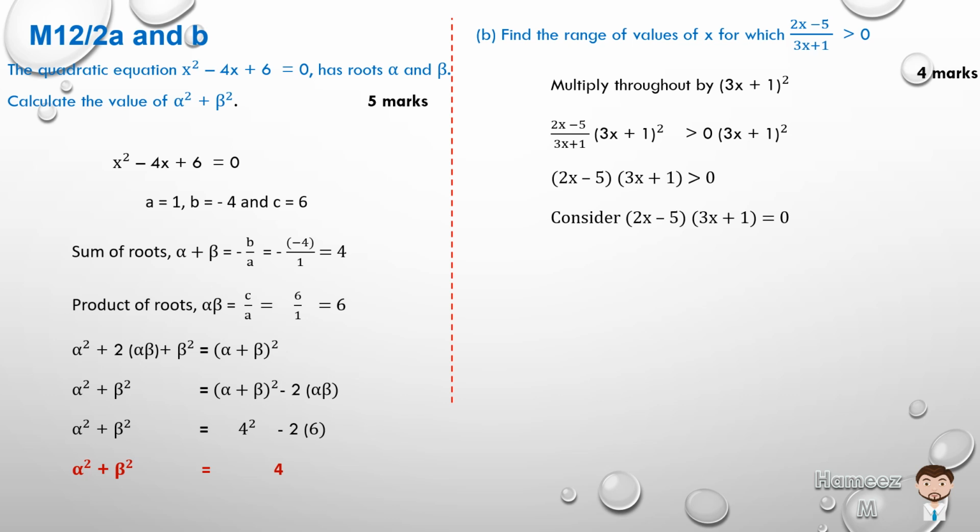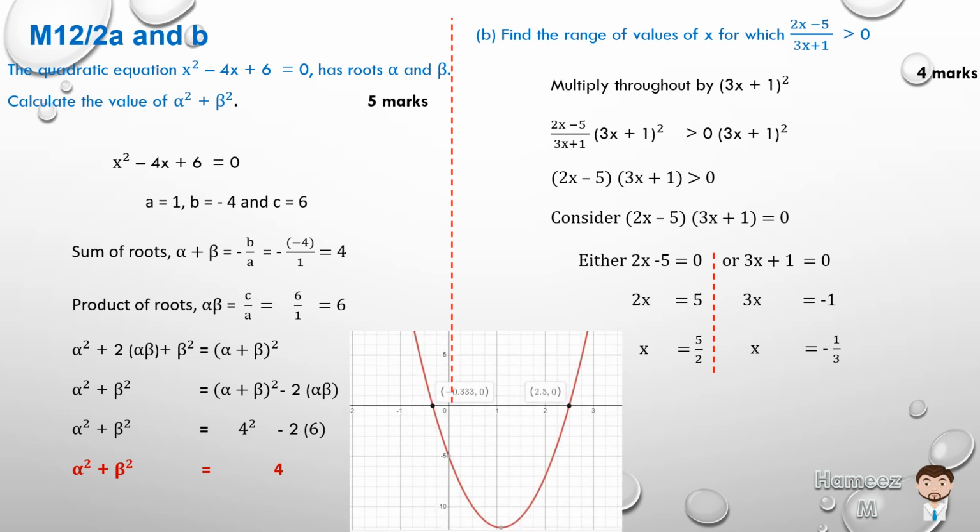So if we consider (2x minus 5) times (3x plus 1) is equal to 0, and we're putting it to be equal to 0 so we can find the roots. Either 2x minus 5 is equal to 0, which means 2x is equal to 5, so x is equal to 5 over 2, so that will be a root of the equation. Or 3x plus 1 is equal to 0, so 3x is equal to minus 1, which means x is equal to minus 1/3.